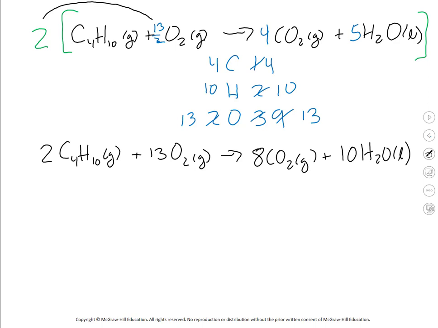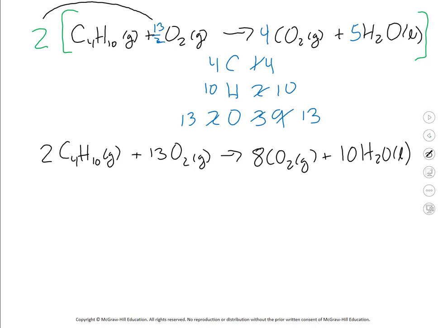This is another place where students don't understand why they get something wrong, where they have it balanced, but the coefficients were all divisible by 2, or all divisible by 3. It's not balanced if it can be reduced. So I have coefficients of 2, 13, 8, and 10. Are those reducible, or is that the lowest whole number ratio? It's the lowest whole number ratio.